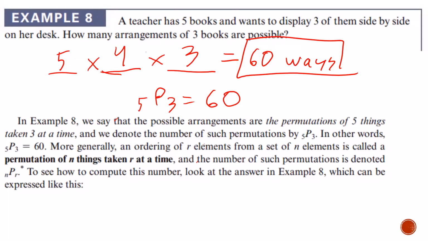right? So this first number we have referred to as n because it's the size of the set, and r is the number of things we're permuting. That's just the notation. So in this case, n equals 5, r equals 3.